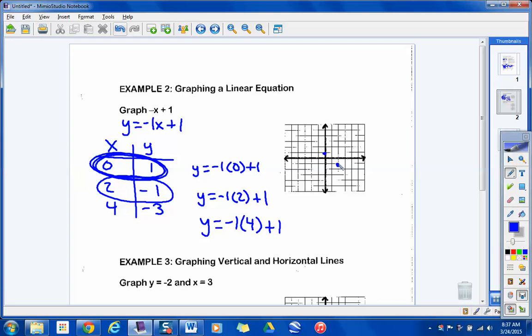Now guys, you'll know you've done this correctly if your 3 points are in alignment. If it looks like it forms a triangle, something's wrong. What's the last point you're going to plot? 4 comma -3. Right 4 and down 3. First question, do those 3 points that I plotted look like they're in alignment?